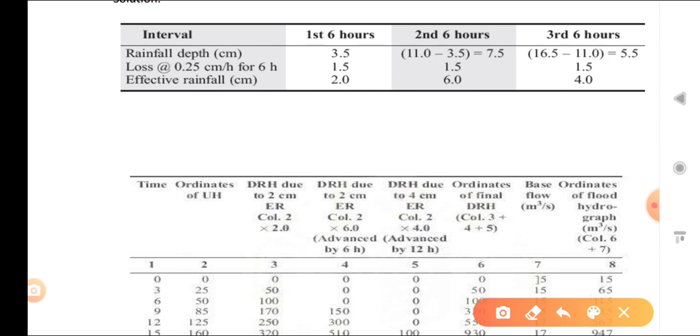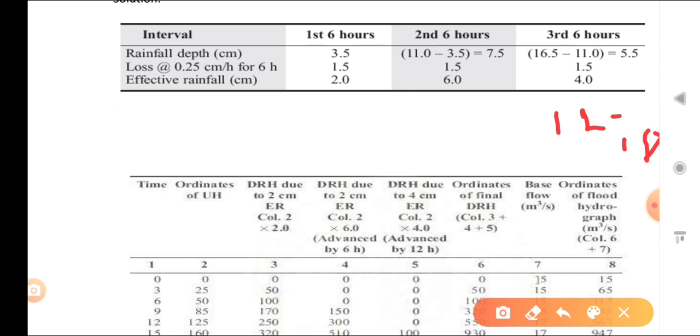So you can see that it will start from 6, and that will start from 6. First 6 hours means 0 to 6, second means 6 to 12, and third is 12 to 18.